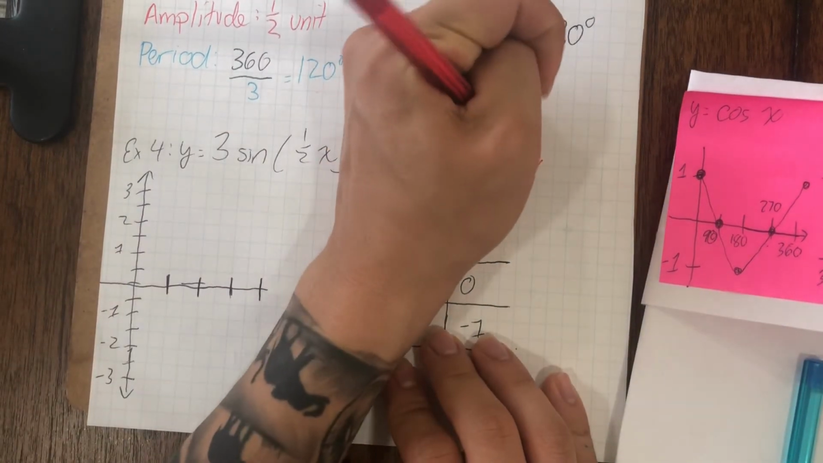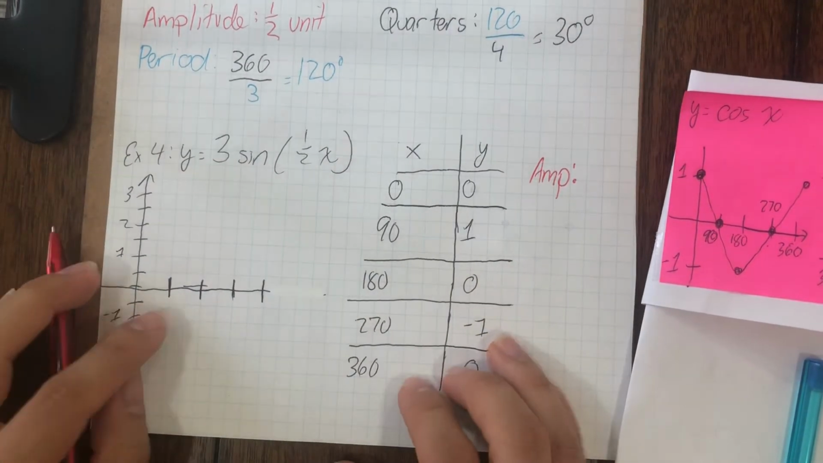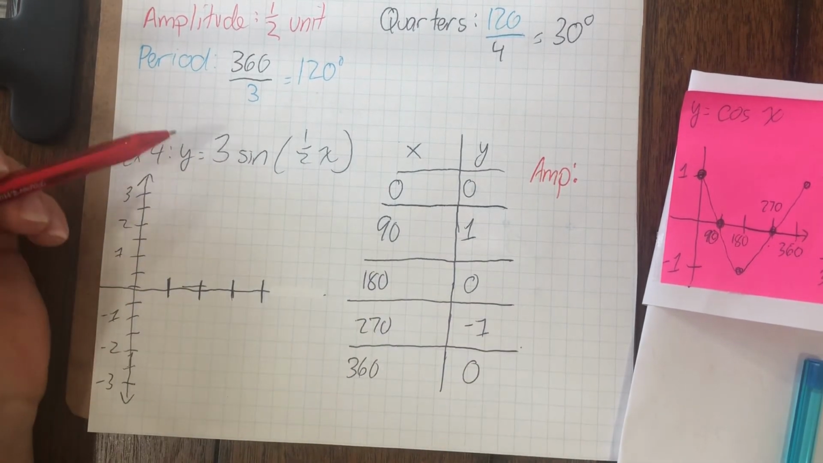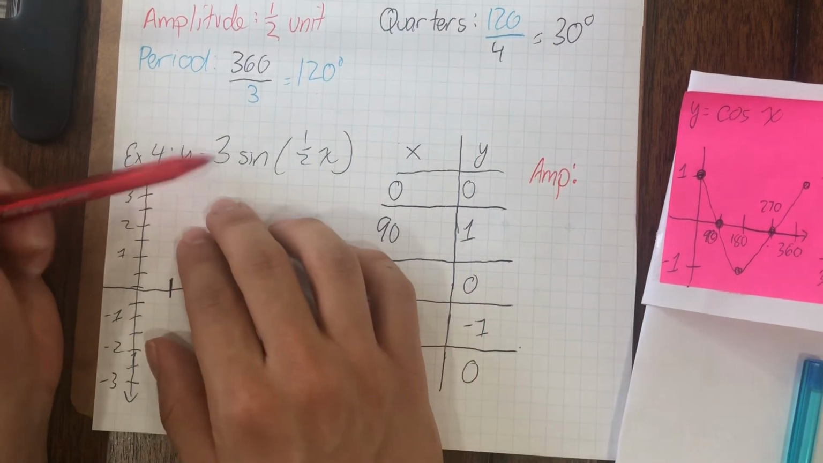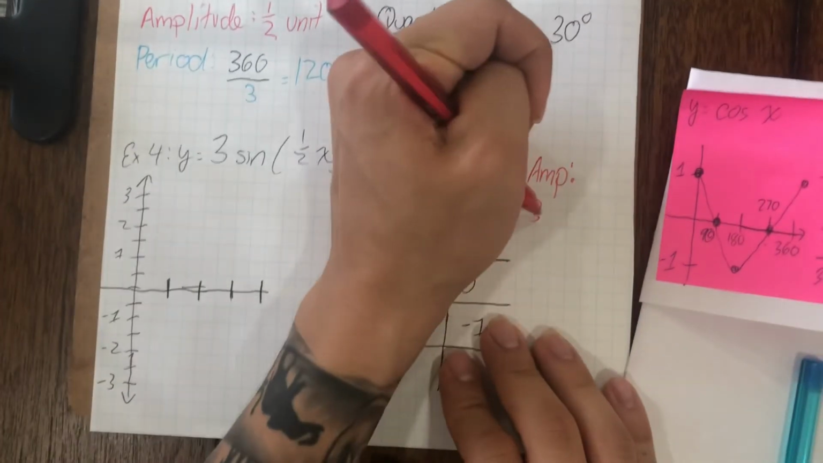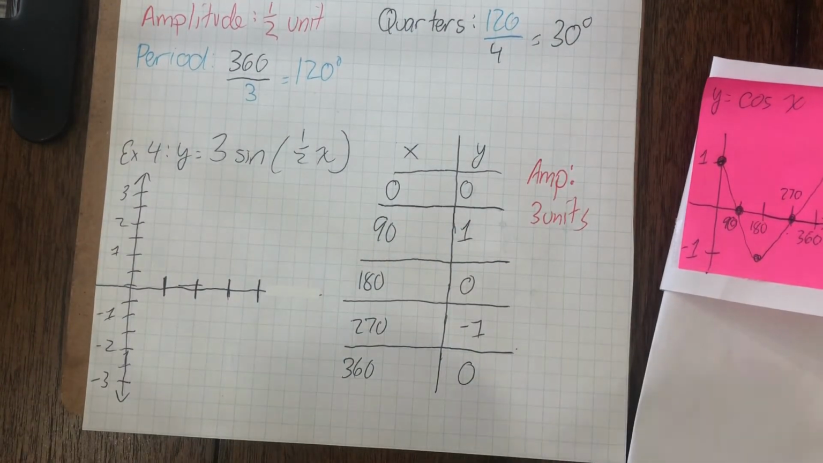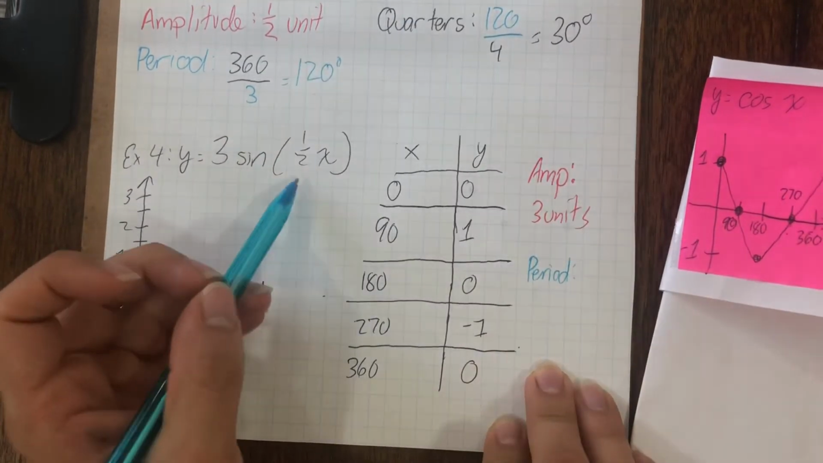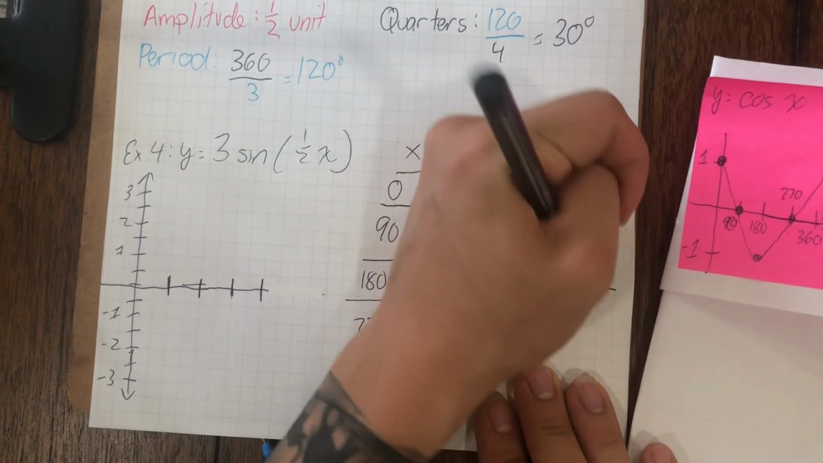So let's figure out the amplitude. I'm going to call this amp. I'm amped up for this problem. All right. So if we take a look, we see that there's a 3 in front in the same spot as A, so my amplitude is 3 units. And then we have the period. Now at the period, we have half in the same spot as B. So I'm gonna take 360 and divide it by 1/2.